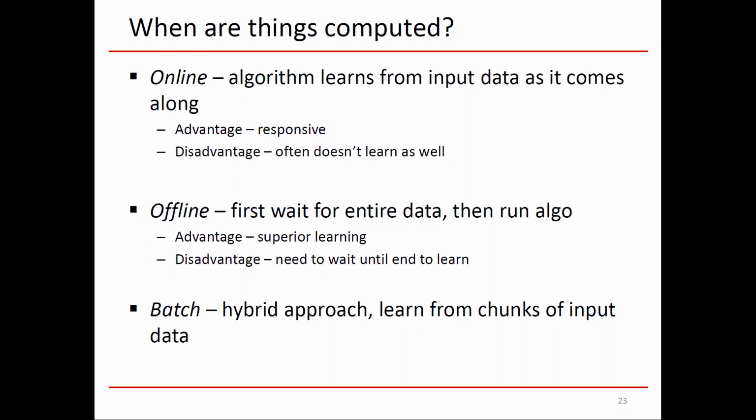And an offline approach, it waits for the entire data, and then you run your algorithm. The advantage is that by processing a lot of data, you have improved learning. The disadvantage is that you need to wait quite a while until we get all the data, and then processing all the data may also be computationally intense. An approach that's in the middle between online and offline is a batch approach. It's hybrid. You learn from chunks of the input data, and after processing a chunk of data, you update your model. So that's it for module number 5.